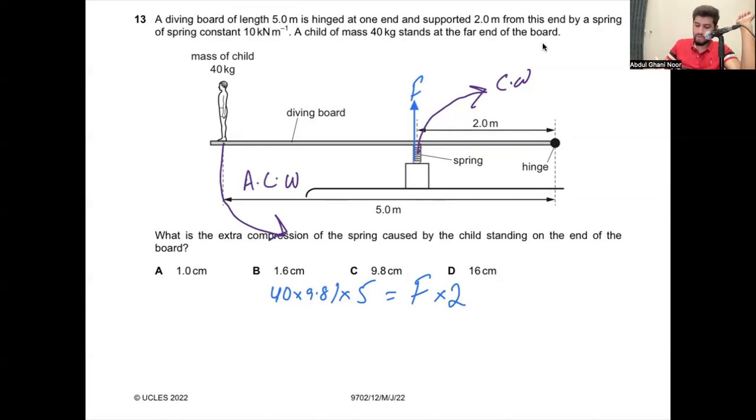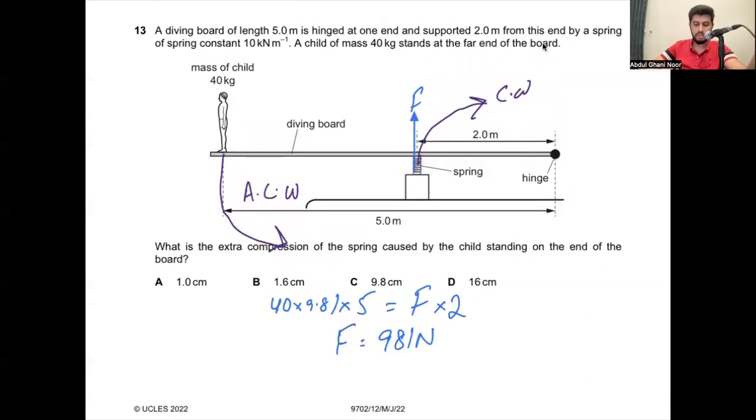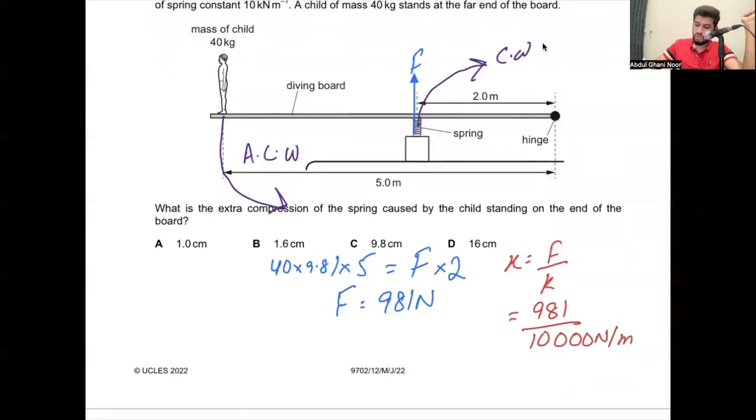And that gives you the value of F as 981 newtons. So the force F is 981 newtons. The question says, what is the extension? So extension is equal to force upon spring constant. The force is 981. The spring constant is 10 kilonewtons per meter, hence 10,000 newtons per meter. And that gives you 0.0981 meters, which is 9.81 centimeters. So the answer is C.